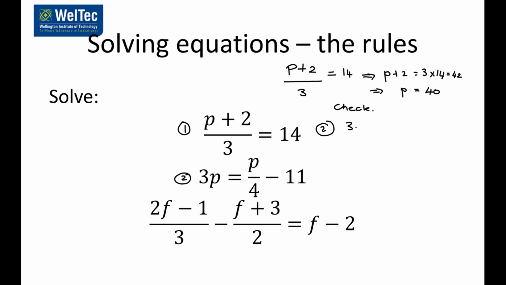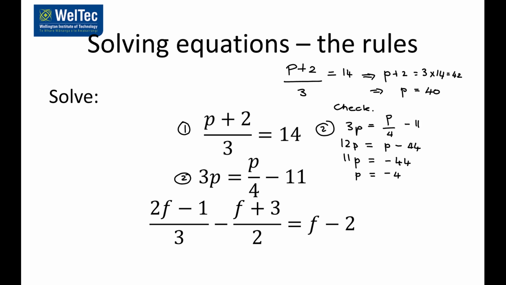Second one, we have 3p equals p over 4 minus 11. Once you start getting slightly more complicated fractions, you do have to be careful. To get rid of something over 4, we need to multiply every term by 4, so that we get 12p equals p minus 44. Subtracting p from each side gives us 11p, and then dividing each side by 11 gives us p equals -4. And again, check your answer.